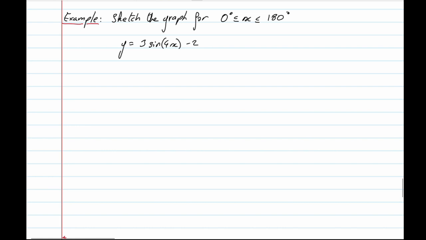Okay, let's sketch a graph of 3 sine of 4x minus 2. So first, the axis of the curve is y equals negative 2, amplitude is 3, and the period is 360 divided by 4.